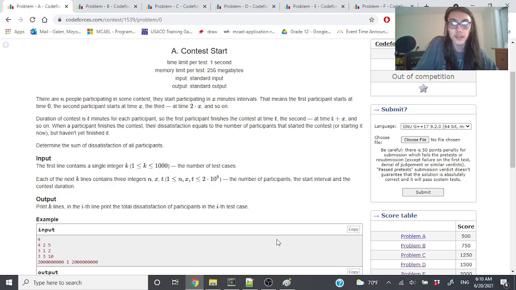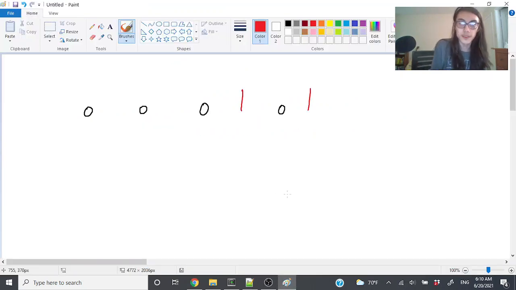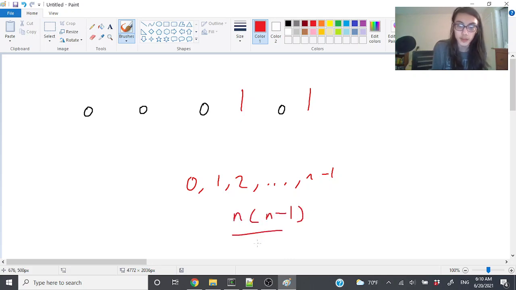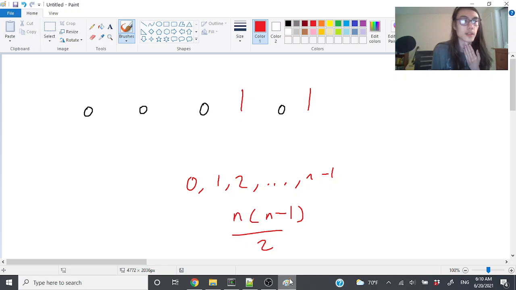2 times 10 to the 9th, huh? So the number of people who finished it will be 0, and then 1, and then 2, and then dot dot dot up to n minus 1. So that's something we can count. It's n choose 2, or n times n minus 1 over 2. Just like a formula. And then the other part is more annoying.